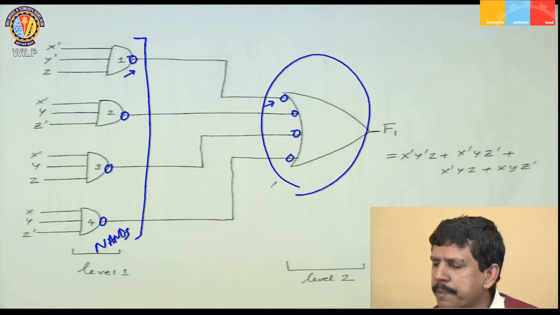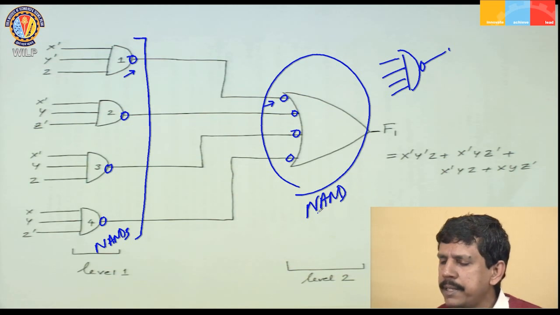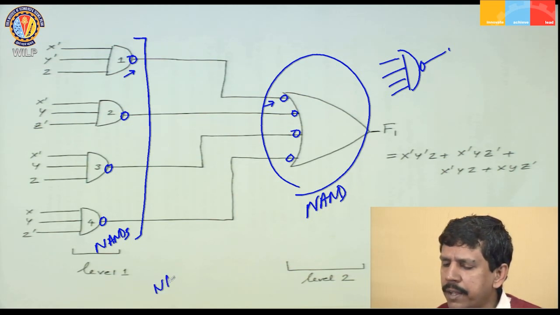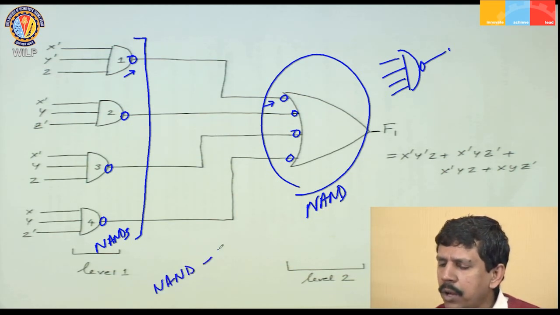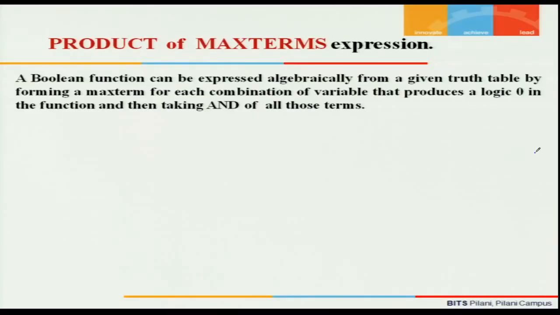This is an equivalent representation of a 4 input NAND gate. So, I also get the second level as a NAND gate. That means the same circuit is now realized in 2 levels using 2 levels of NAND gates. It is called a NAND realization. That means the sum of minterms expression can be realized in 2 levels using an AND OR implementation or an AND NAND implementation.